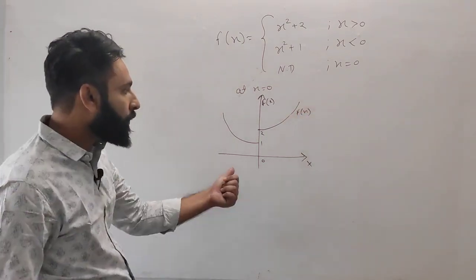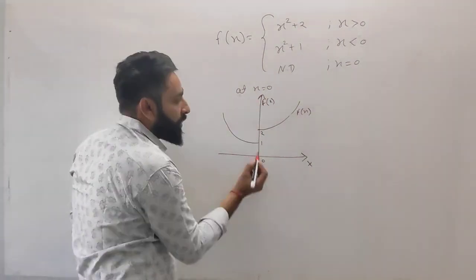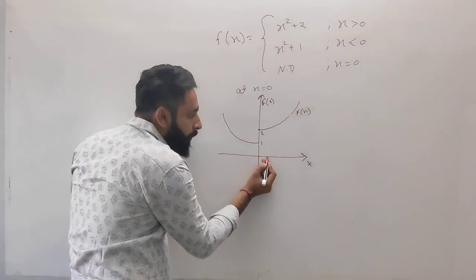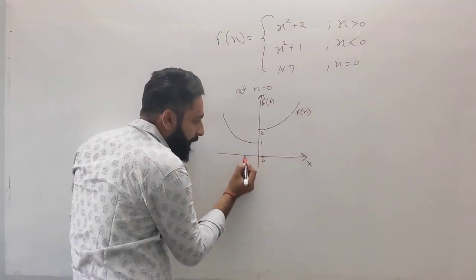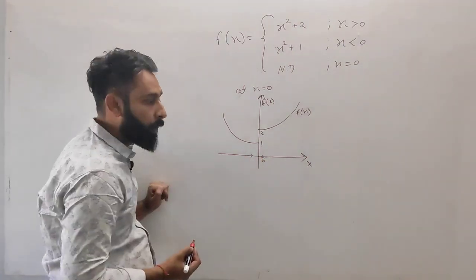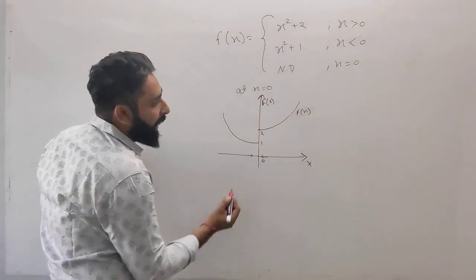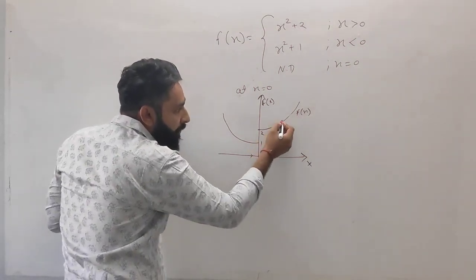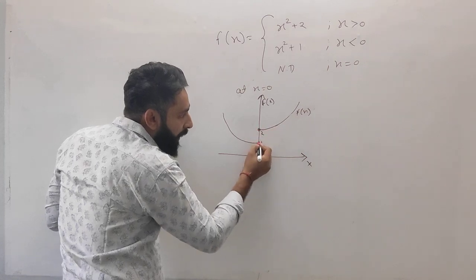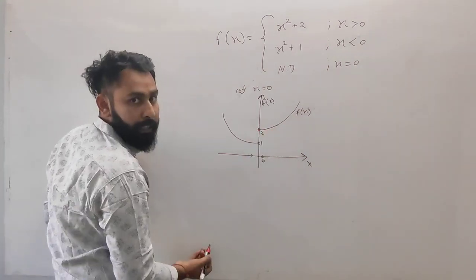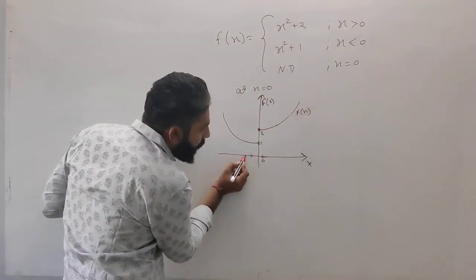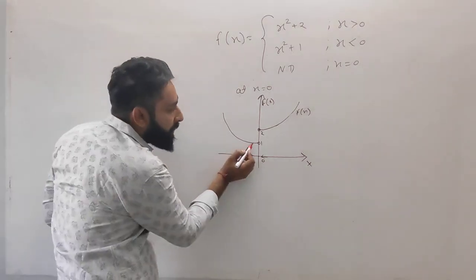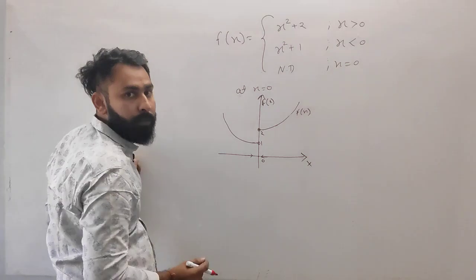Okay, we have to check the limit at x is equal to 0, which means at this point we have two ways to approach, one is from the right side, one is from the left side. When x tends to 0 from the right side, the function value attained is 2. When x tends to 0 from the left side, the function value attains 1.